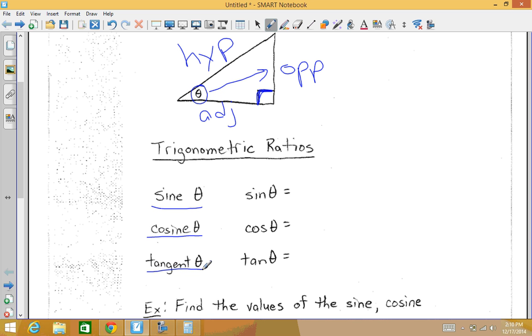Sine of an angle talks about the opposite side in a ratio against the hypotenuse. So sine is the ratio of the opposite side over the hypotenuse. Cosine is the adjacent over the hypotenuse. So the length of the adjacent side divided by the length of the hypotenuse would be the cosine of an angle. And tangent is opposite over adjacent.